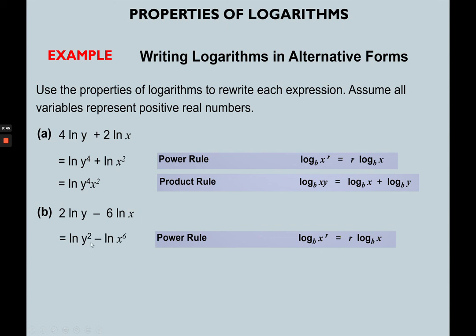And to condense this one, since it's a minus sign, we will not use the product rule, instead the quotient rule. If there's a minus, the first argument becomes the numerator, the second argument becomes the denominator. You can only apply the product rule or quotient rule if you have all written the number in front of the logarithm as a power of your argument. Do that first. Do the power rule as much as possible before doing the product rule or quotient rule. So by quotient rule, y squared becomes the numerator, x to the power of 6 becomes the denominator. Ln of y squared over x to the 6.